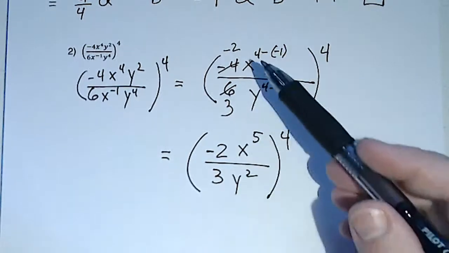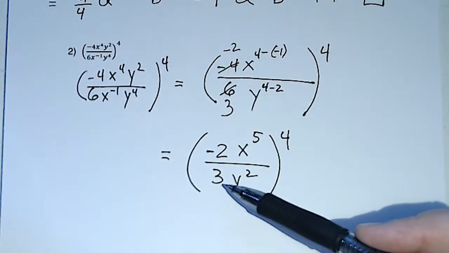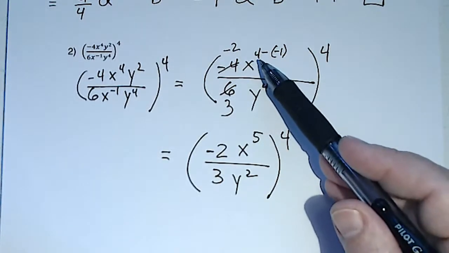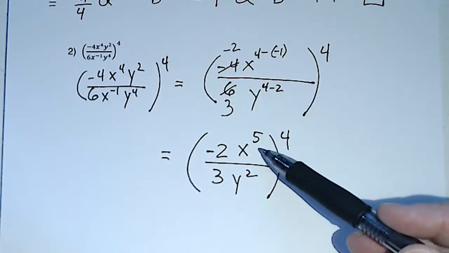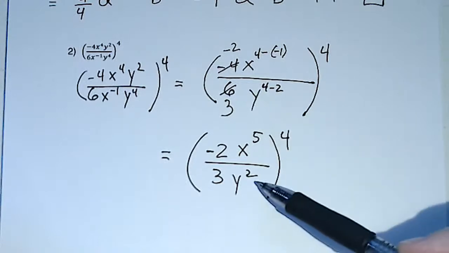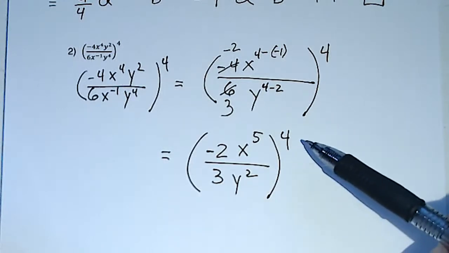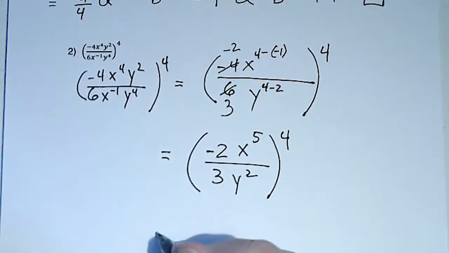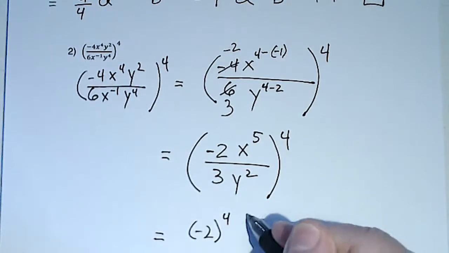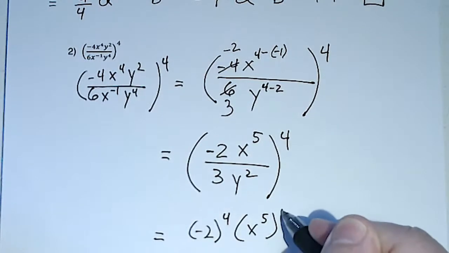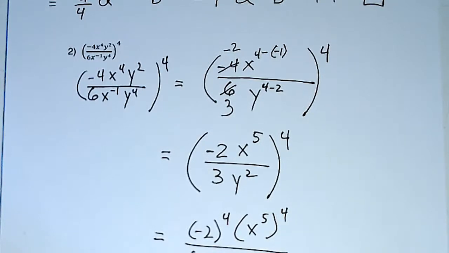Okay, so I've got the -2/3 right here. Then x to the 4 minus a -1. 4 minus a -1 is 5. And then 4 minus 2 is 2. Now I have to give out the 4 to everybody. So let's Oprah that 4. The -2 gets a 4. The x to the fifth gets a 4. The 3 gets a 4. The y squared gets a 4.